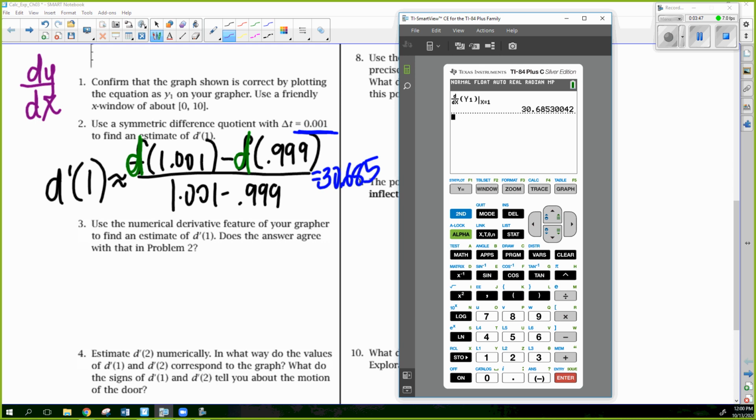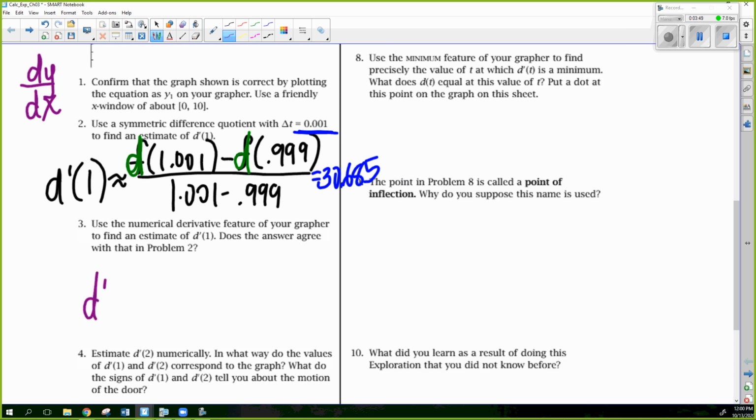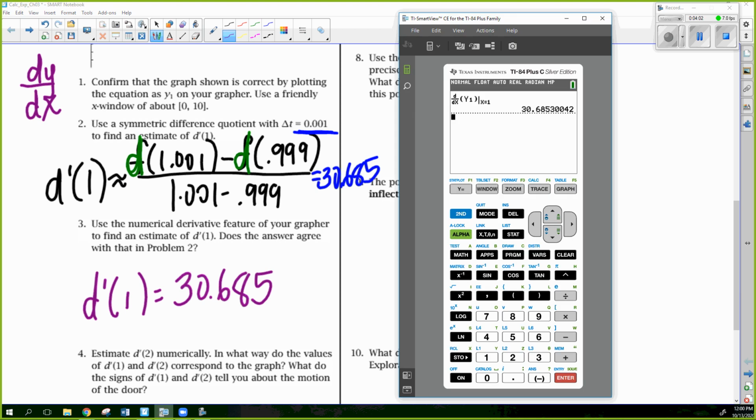Look what you got. d prime of 1 was what? 30.685. So the difference quotient gave me 30.685 because I was very, very close to 1, and then the actual derivative on the calculator also came out to be 30.685. Now that we know how to use the calculator, I want us to find the derivative d prime of 2.